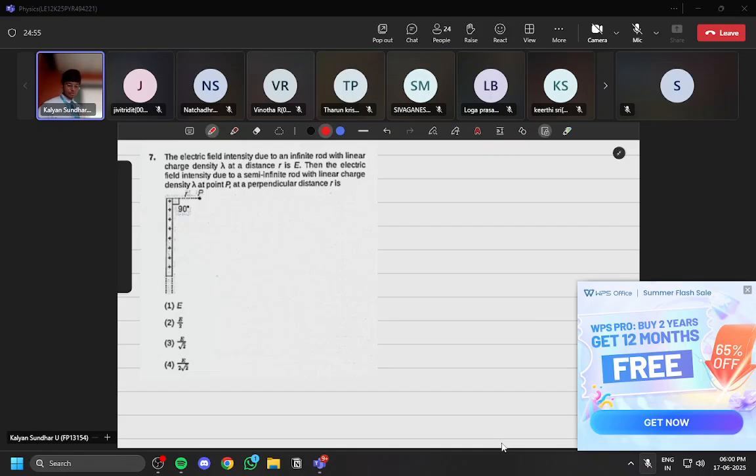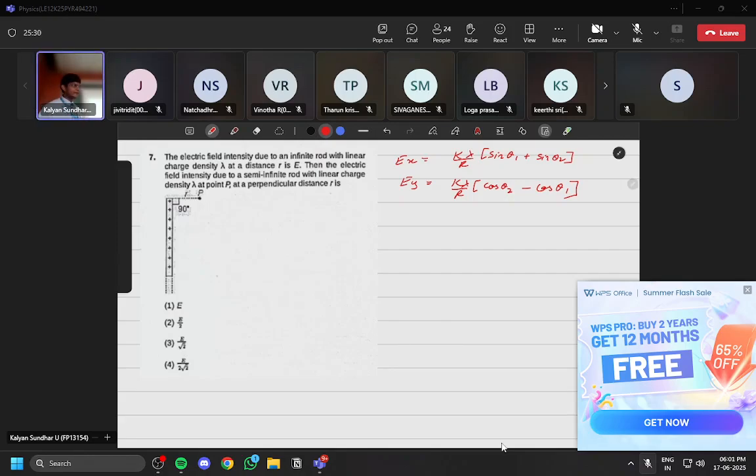Right, sir. So the electric field intensity due to an infinite rod with a linear charge density at a distance r is E, they have given for an infinite rod. What does infinite rod mean? We have the equations for Ex and Ey. Ex is K lambda by r times sin theta 1 plus sin theta 2. And similarly Ey is K lambda by r times cos theta 2 minus cos theta 1. Oh, sorry, theta 2 minus theta 1. It will be like this, correct?